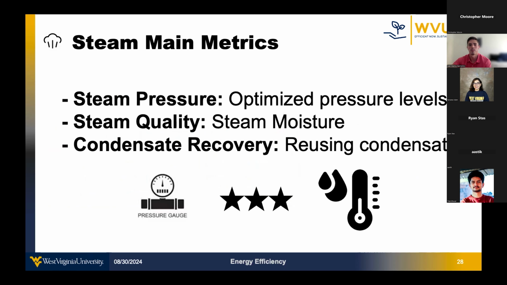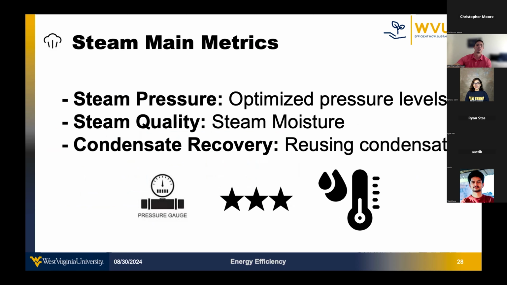There are also important metrics that we need to monitor to maintain steam system efficiency. The first one is steam pressure. This is the pressure at which steam is being delivered to the process, and it is vital to maintain the correct pressure, because operating at higher than necessary pressures can waste a lot of energy.